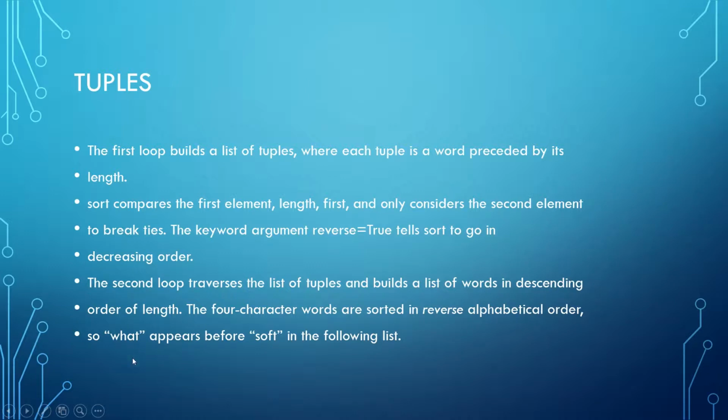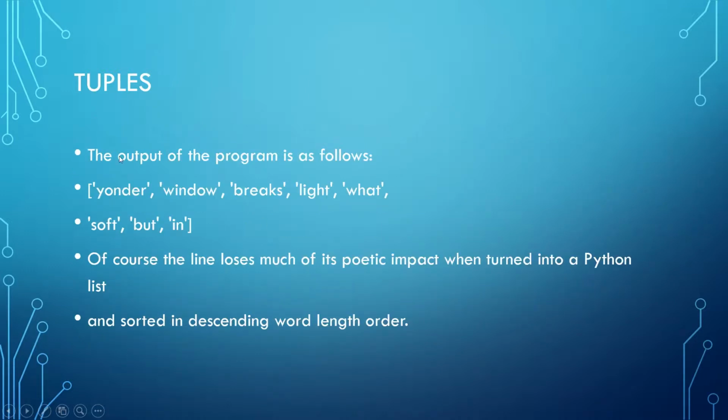So what appears before 'soft' in the following list? The output of the program is as follows: yonder, window, breaks, light, what, soft, but, in. Of course, the line loses much of its poetic impact when turned into a Python list and sorted in descending word length order.